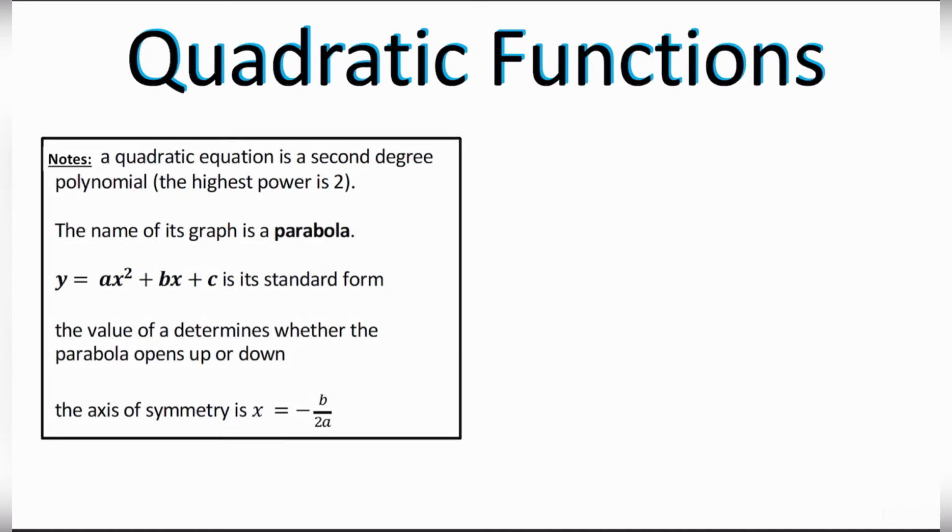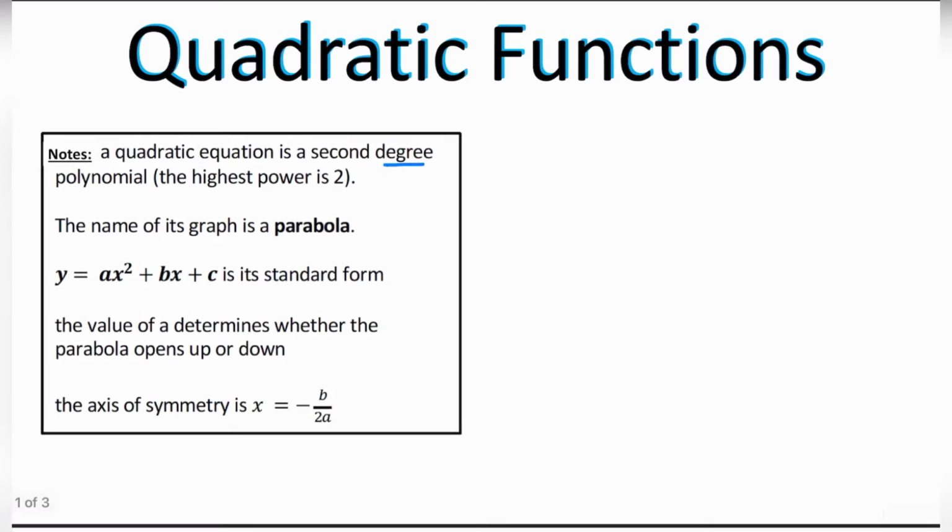This is going to be a quick overview of quadratic functions. A quadratic equation is a second-degree polynomial. This word degree means the highest power. So a quadratic function has the highest power of 2. The name of the graph of a quadratic function is a parabola.